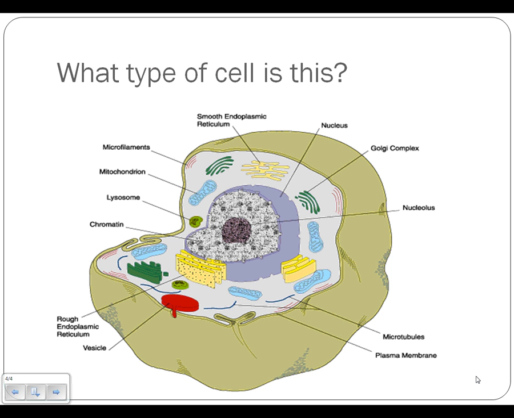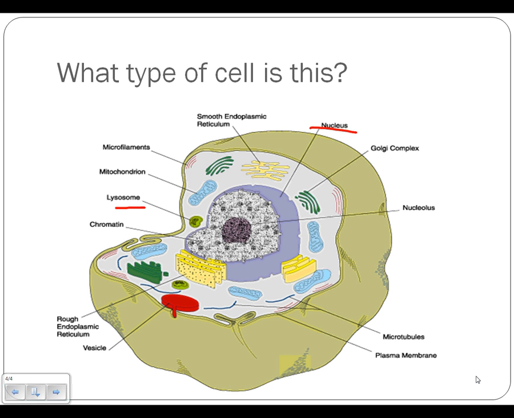So what type of cell would this be? Let's look for some components that make it stand out. Well, immediately we know it's not a prokaryote because there's a nucleus. So eukaryotes have nuclei. So we know that it has to be a eukaryote. But what type of eukaryote? Let's look around at the organelles to see if something is different from a plant cell versus an animal cell.